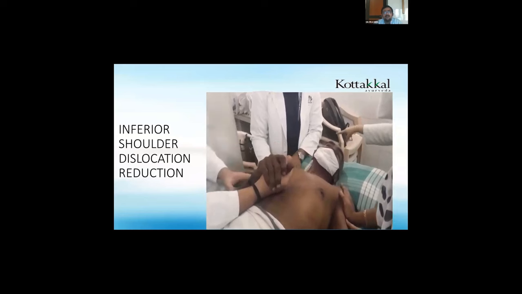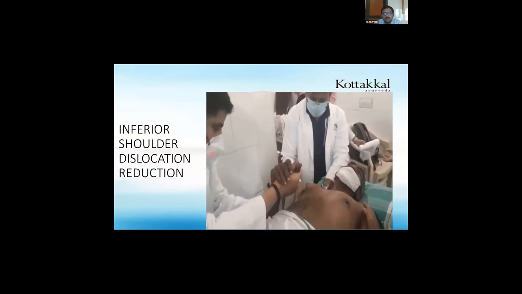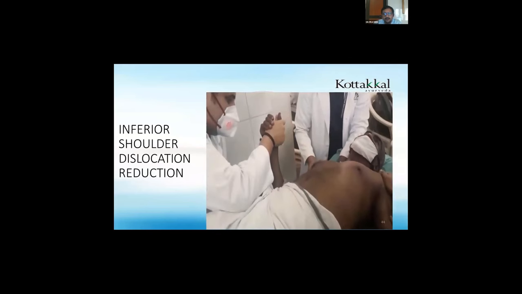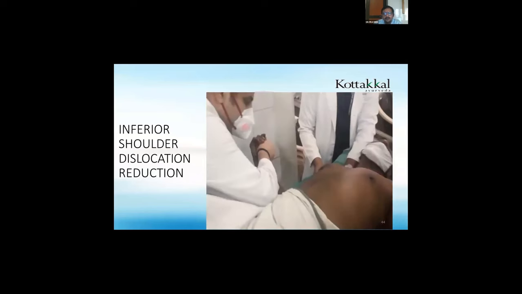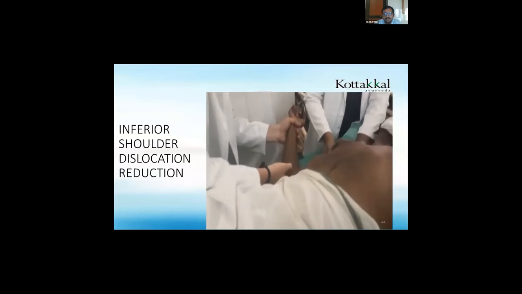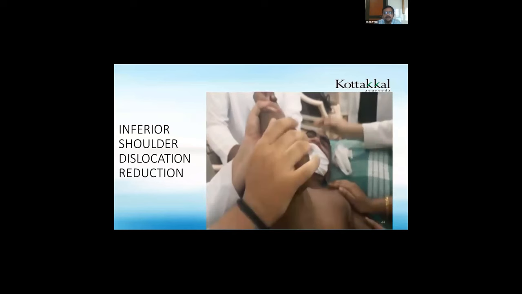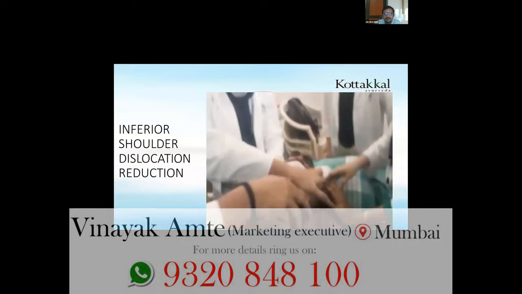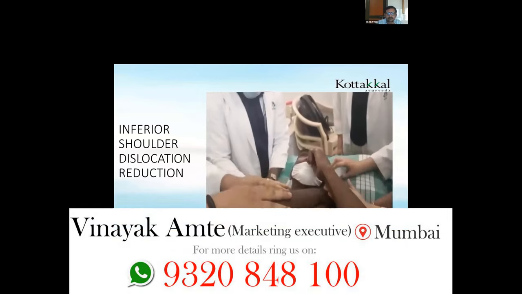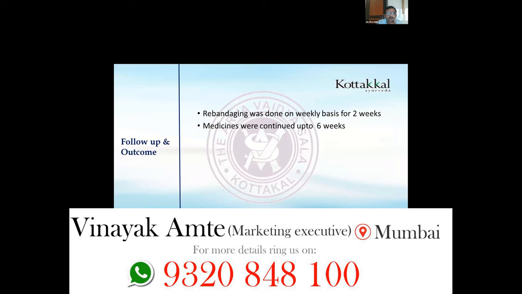So the assistant has to give pressure over the upper aspect of the shoulder. Now the internal rotation is being done: after external rotation, adduction, and then internal rotation. This was the case. After reduction, you can see the accurate apposition, and rebandaging was done every week.